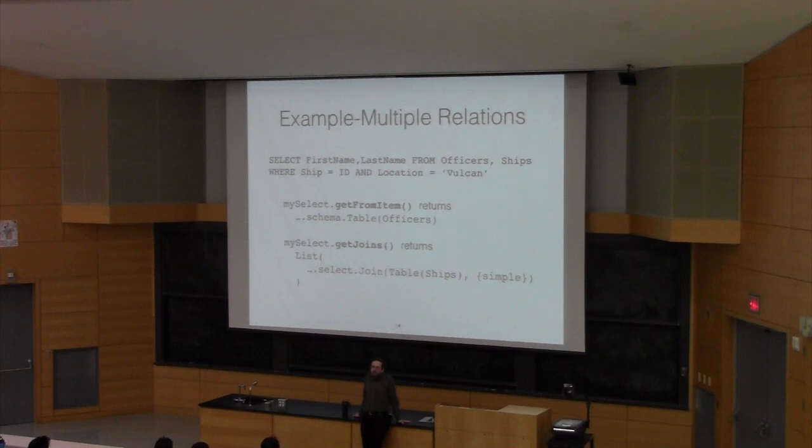Now this is a little bit of a strange implementation, but the basic idea is that a join has an implicit left item and an explicit right item. So basically a join list here is going to say, get from item kind of gives you the first element, and then get joins basically says, okay, now here is another relation, and this is how you're going to join that relation with everything that you've been given so far. So essentially, if I have this join between officers and ships, get from item is going to give me the officers relation, and then get joins is going to give me a join saying, okay, now join the ships relation to everything else.